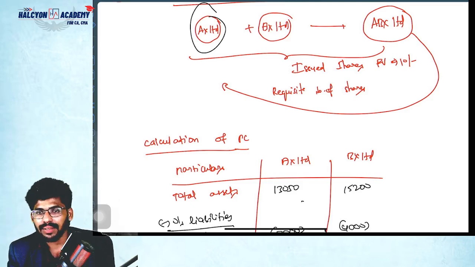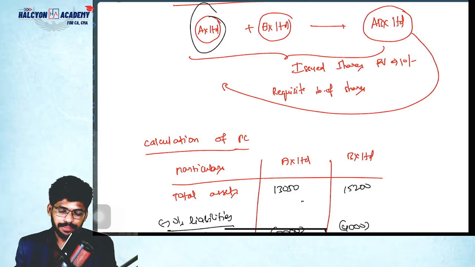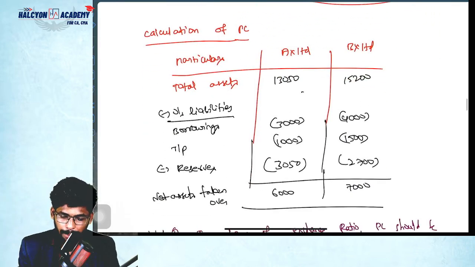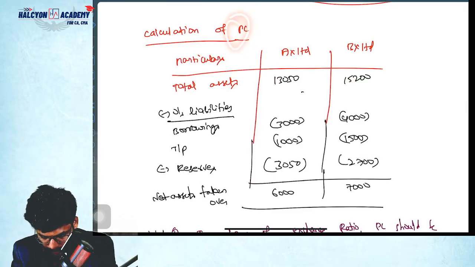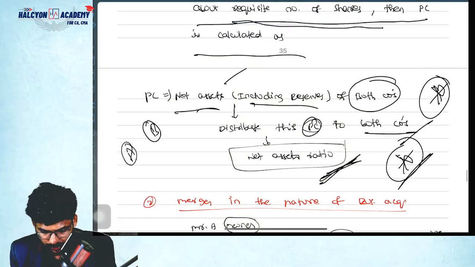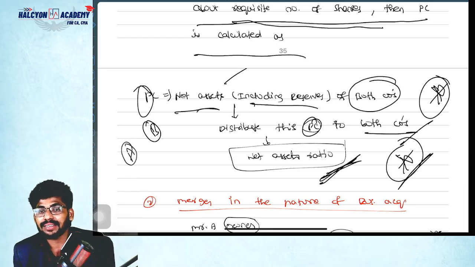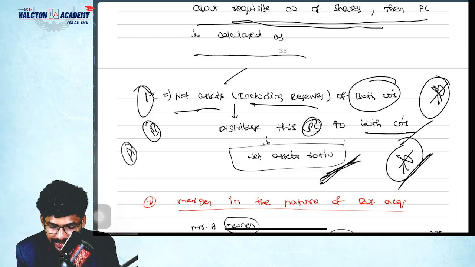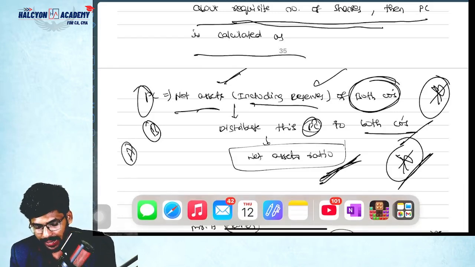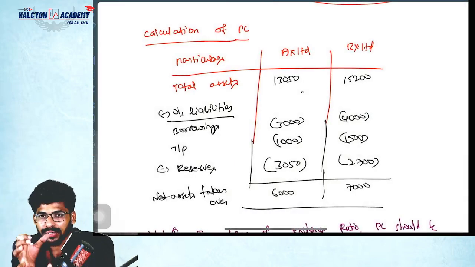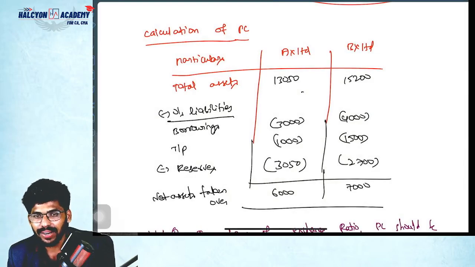Calculation of PC. Correct or not? See how to calculate the PC. I already discussed in theory: PC is equal to net assets including reserves of both the companies. Net assets means total assets minus outside liabilities. Including reserves means you need to reduce the reserves also.